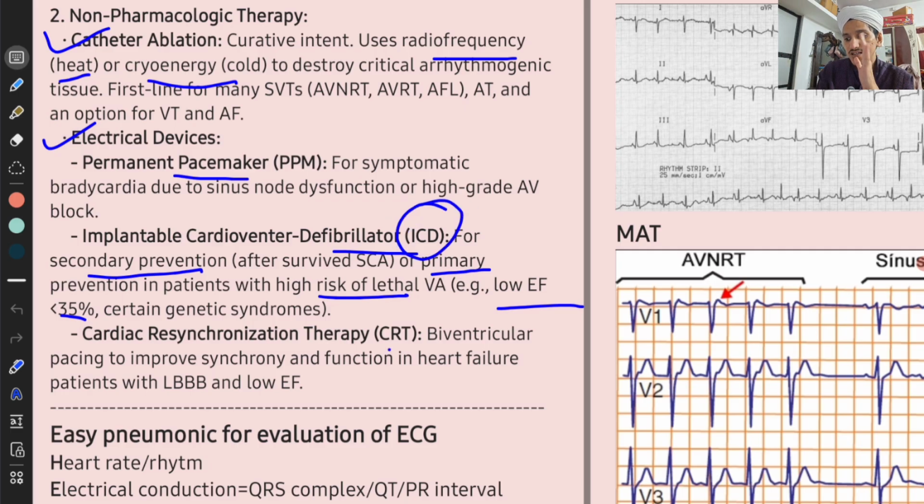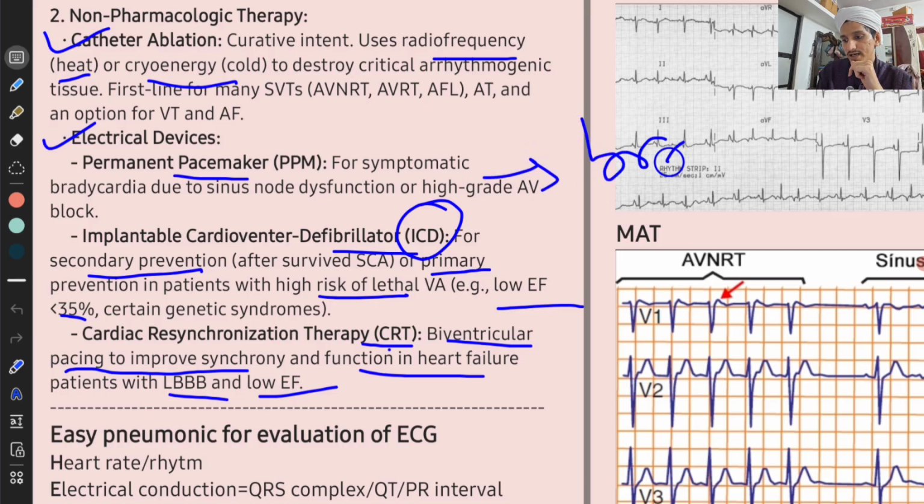Cardiac resynchronization therapy: biventricular pacing is done to improve synchrony in heart failure patients with LBBB and low ejection fraction. So this is for bradycardia, and these two are for tachycardia.